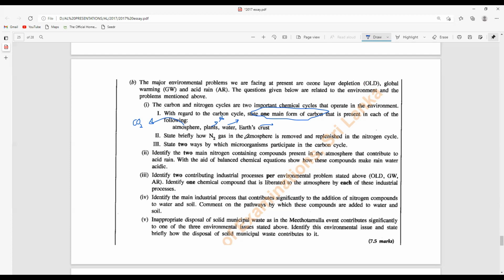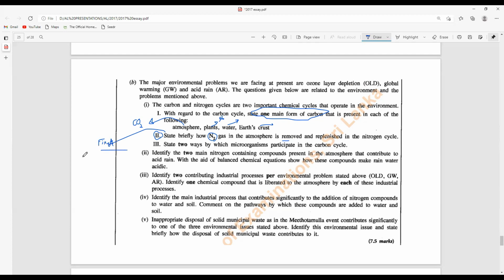State briefly how nitrogen gas in the atmosphere is removed and replenished in the nitrogen cycle. So this is specifically related to that nitrogen cycle, right? So you have to mention how this nitrogen is removed from the atmosphere. So primarily, nitrogen is removed via three processes, if you can remember, right? Removing means it is like the fixation process, because an amount of nitrogen is removed from the atmosphere, right? So we say nitrogen is fixed.